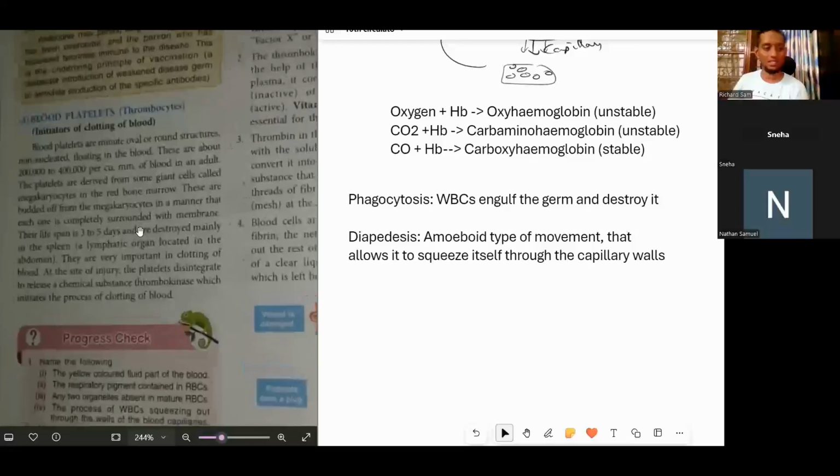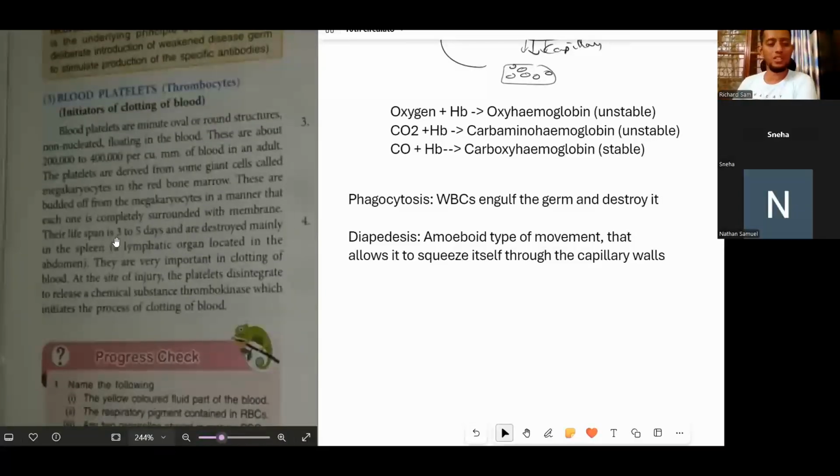Now platelets. Their lifespan is just 3 to 5 days. They are produced from the red bone marrow itself. There are some giant cells called megakaryocytes, and they are the ones that produce these platelets. Now what's the number of platelets? 2 lakh to 4 lakh per cubic millimeter.